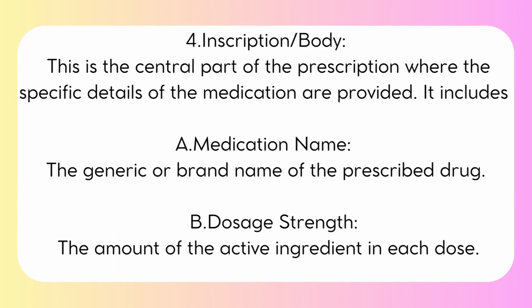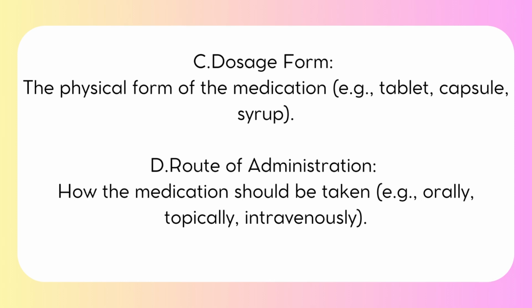Fourth, inscription or body. This is the central part of the prescription where the specific details of the medication are provided. It includes A. Medication name, the generic or brand name of the prescribed drug. B. Dosage strength, the amount of the active ingredient in each dose. C. Dosage form, the physical form of the medication, example, tablet, capsule, syrup.